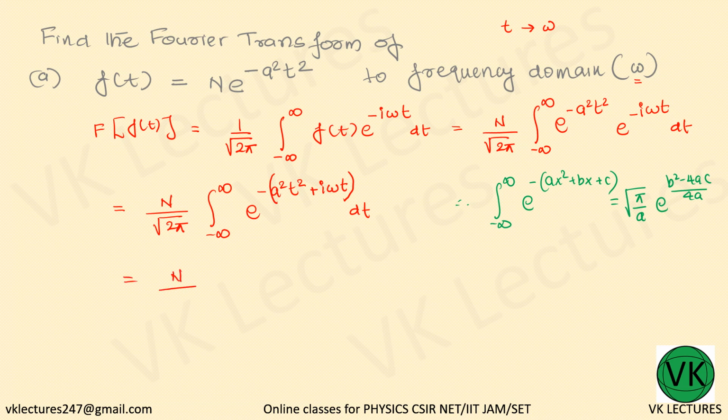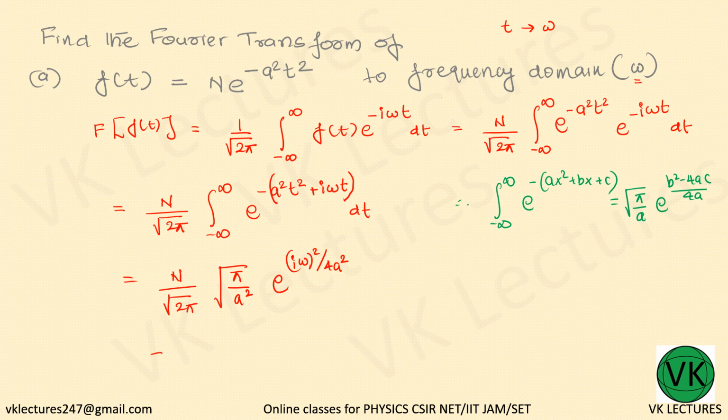So it becomes n divided by root of 2 pi, and this integral equals root of pi by the coefficient of x squared. What is the coefficient of t squared here? That is a squared, into e to the power minus b squared. What is b here? b is equal to i omega. So (i omega) squared divided by 4 times a squared.